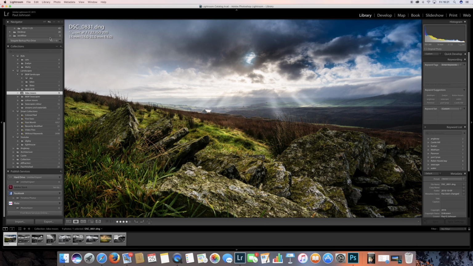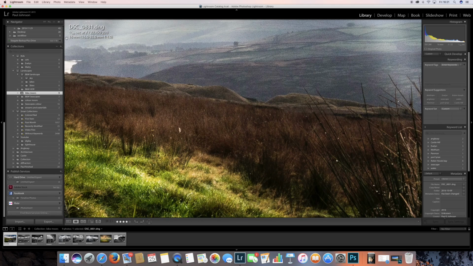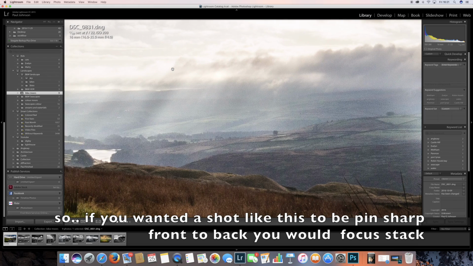Nice and sharp in the foreground here. Nice and sharp in the foreground, yeah. But then let's have a look at what's happening in the background. It really has gone to mush, yeah.